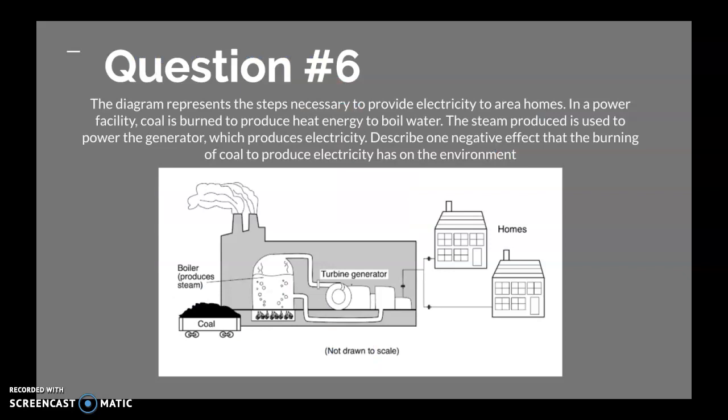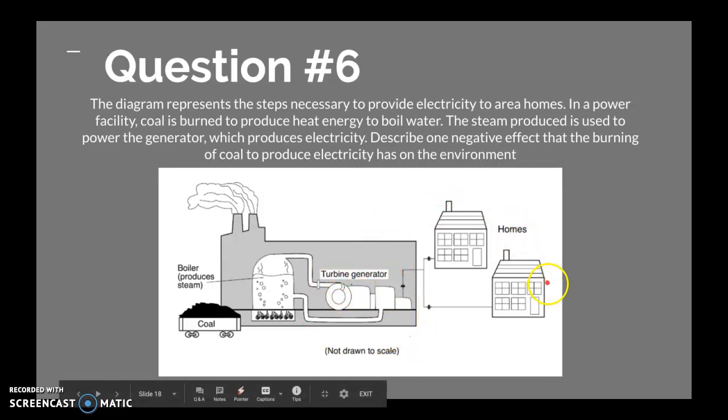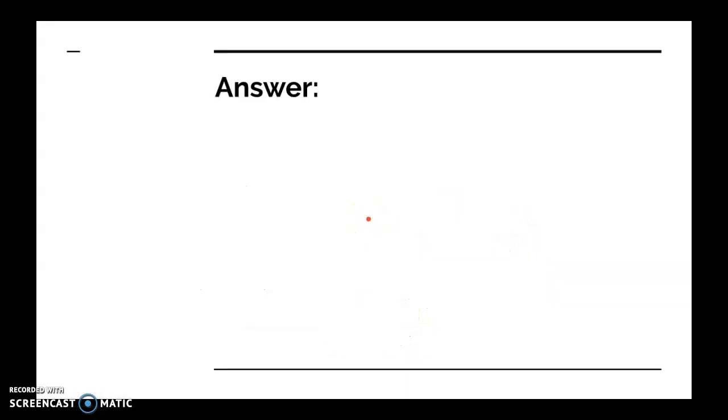Question 6. Okay, the diagram represents the steps necessary to provide electricity to area homes in a power facility. Coal is burned to produce heat to boil the water. The steam produced is then used to power the generator, which powers the homes. We're asking you to describe one negative effect that burning of coal to produce electricity has on the environment. Coal, you burn it, powers the generator, powers the homes. What's one negative effect? I'll take a couple.